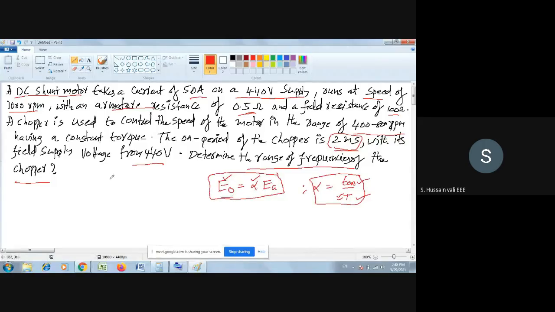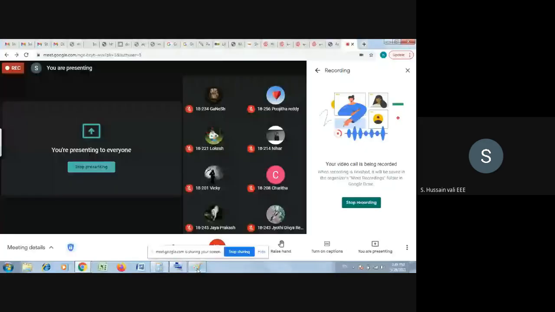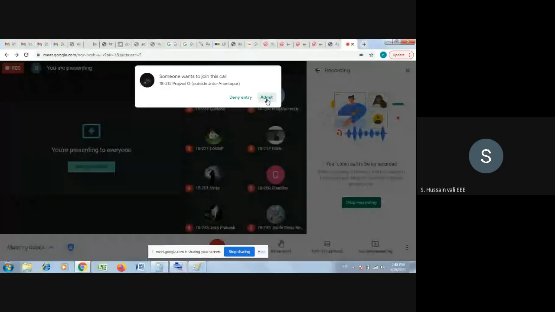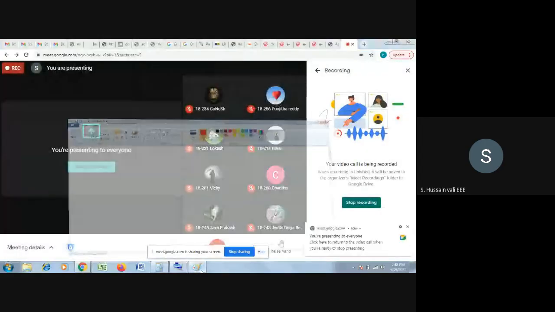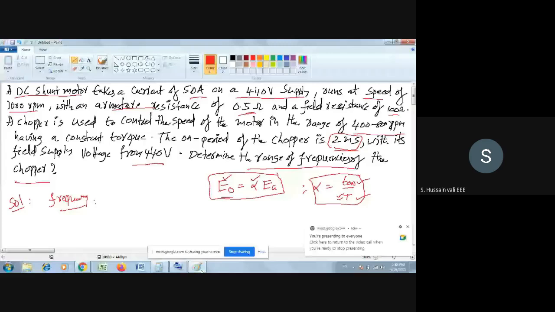As per the question, he is asking the range of frequency. So how do you find the range of frequencies? It means he is asking the frequency at 400 rpm and the frequency at 800 rpm, because he said that the speed range is 400 to 800 rpm.